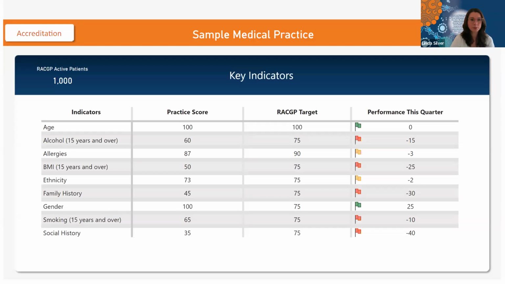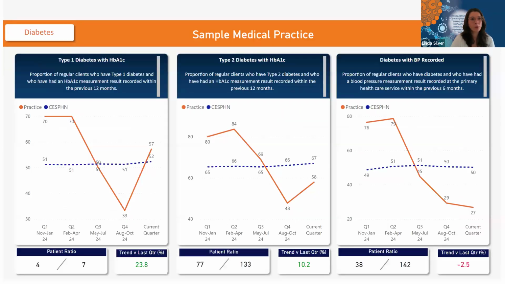Okay, moving on. Now we are moving on to quality improvement measures.